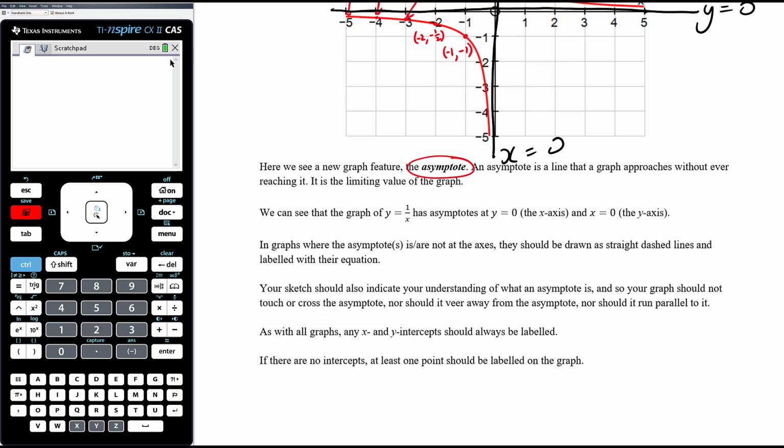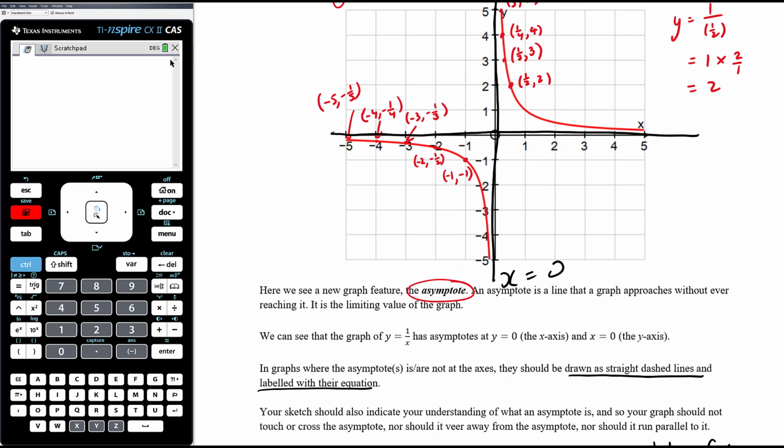When we're drawing a hyperbola, we should always have our asymptotes labelled. I'm going to add that on here. So for hyperbolas, as with all graphs, any x and y intercepts should always be labelled, and asymptotes for the hyperbola. And when we label an asymptote, we draw it as a straight dashed line and label it with its equation. The only time we wouldn't do that is if the asymptote is actually on an axis. We wouldn't label it separately. We would just label our x and y axes as usual.